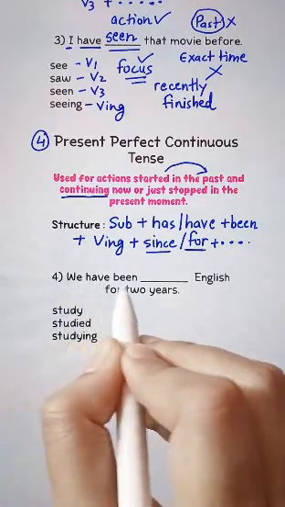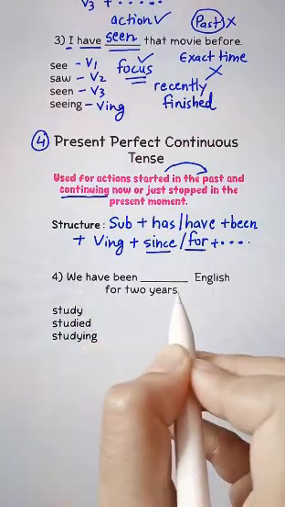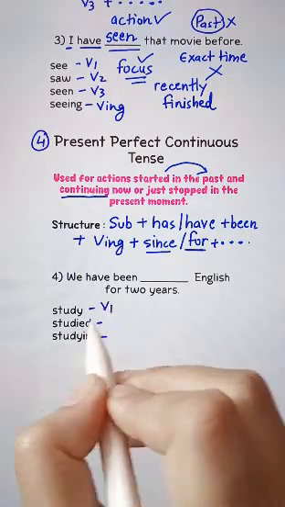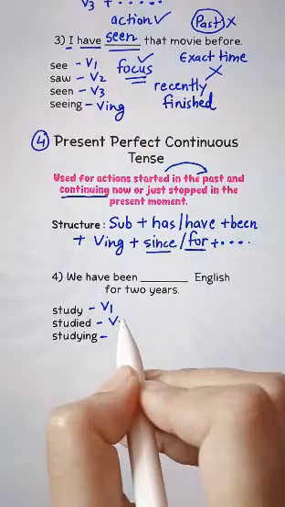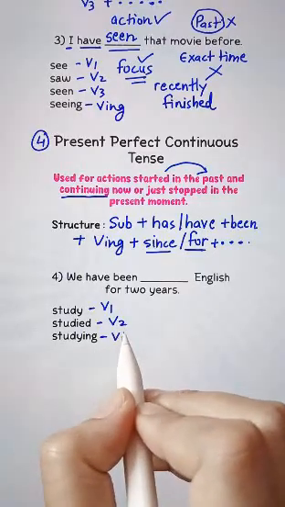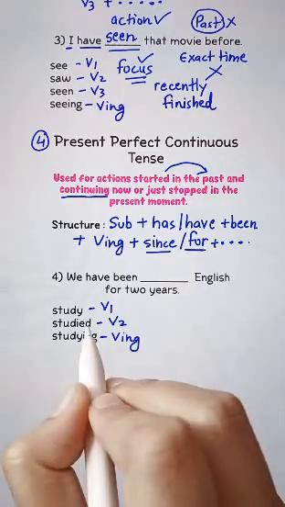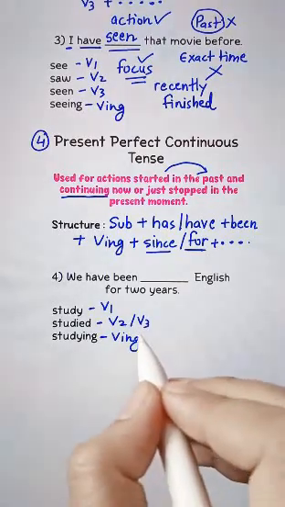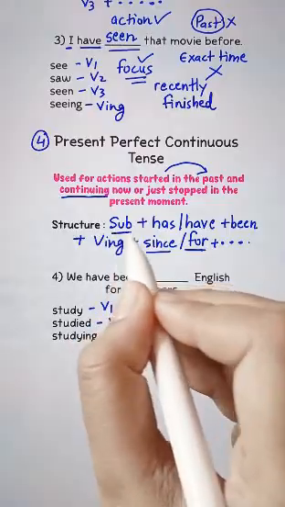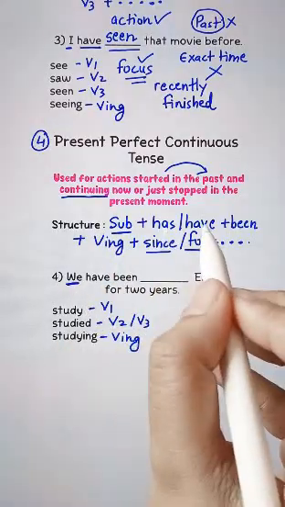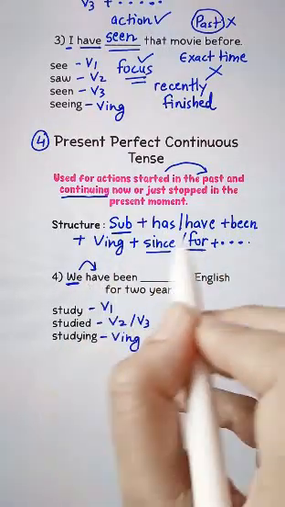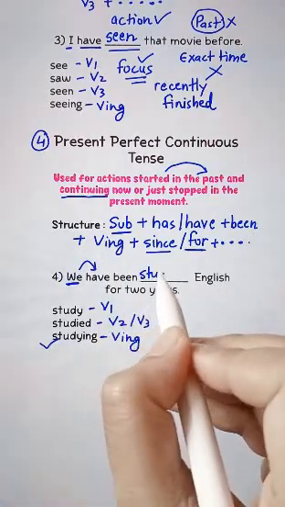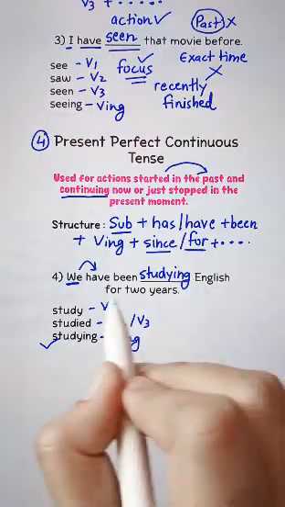Now let's see the quiz. We have been blank English for 2 years. Study, studied, and studying. Verb 1, verb 2, and the ing form of the verb. Studied is also written as verb 3. Now let's see the structure. The subject is we, takes have, we have been, the ing form of the verb, we have been studying English for 2 years.